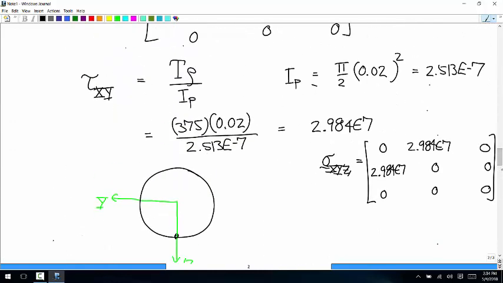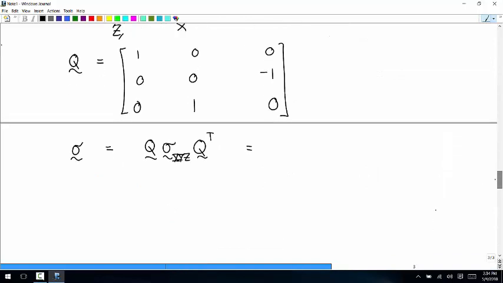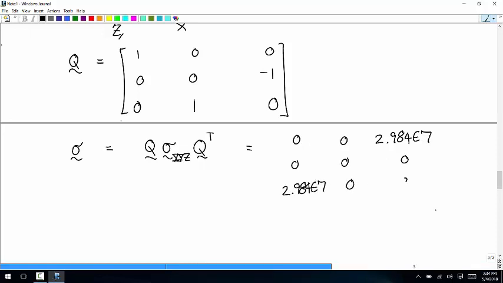Okay, so no, that's not the 45. We haven't done the 45 thing yet. The 45 thing is after you have the principal stress tensor, to get the stress tensor with the maximum shear stress. 0, 0, 2.984 times 10 to the 7, 0, 0, 0, 2.984 times 10 to the 7, 0, 0.